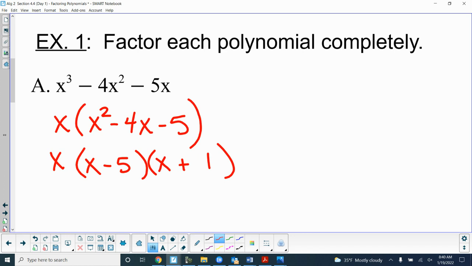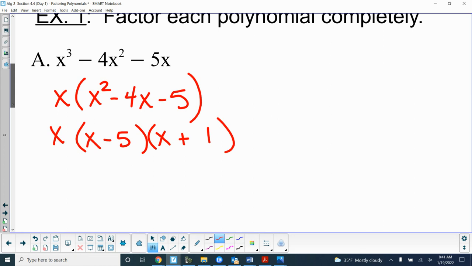And usually, if you have a degree of 3, there are 3 factors. Degree of 4, 4 factors, and so on.